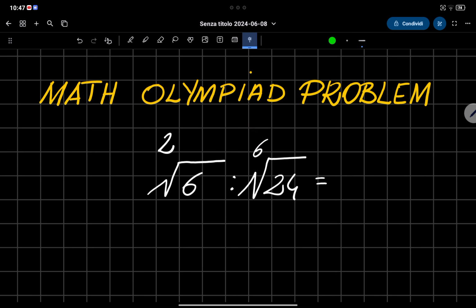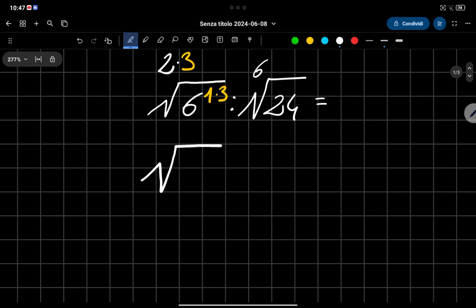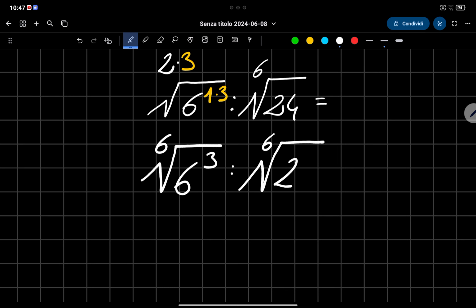So, first step, we must have the same index here and here. So I will multiply the index of the first radical by 3. And also I will multiply the exponents of the first radical by 3. So I will multiply this by 3, and the exponent of the radical is 1, and I will multiply it by 3. So we will have the sixth root of 6 to the power 3 divided by the sixth root of 24.